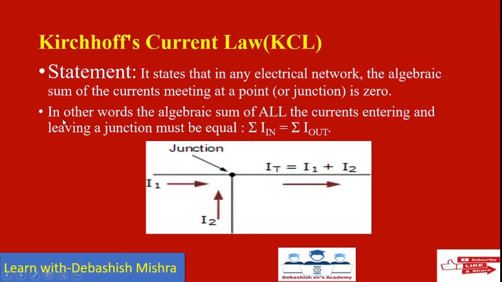Another definition, in other words, is that the algebraic sum of all the currents entering and leaving a junction must be zero, that is, summation of input is equal to summation of output. You can say I1 plus I2 is equal to IT, or you can say I1 plus I2 minus IT is equal to 0. That is Kirchhoff's current law.